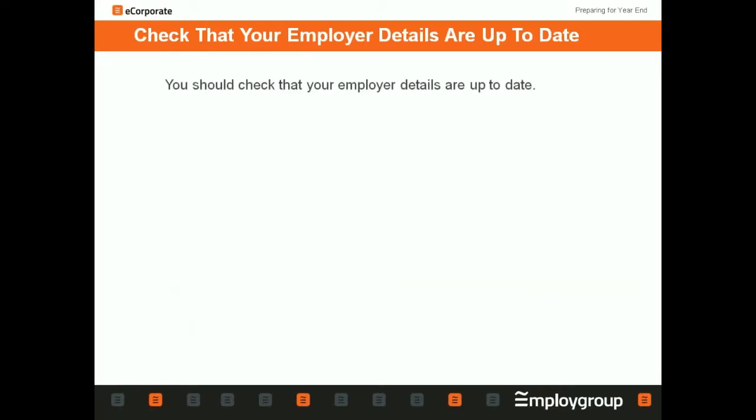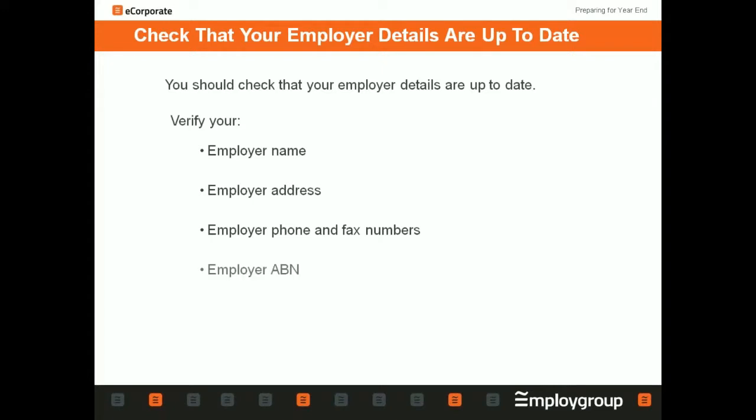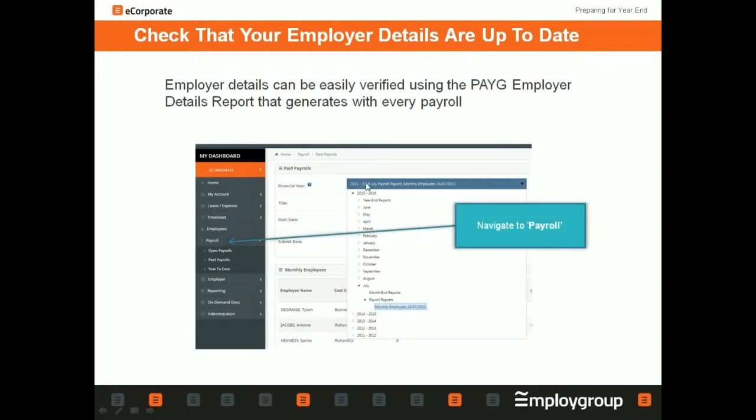To check that employer details are up to date, verify your employer name, employer address, employer phone and fax numbers, employer ABN, payment summary signatory, and industry code. To make it easier for you to verify the employer details, you can use the PAYG employer details report that generates with every payroll.